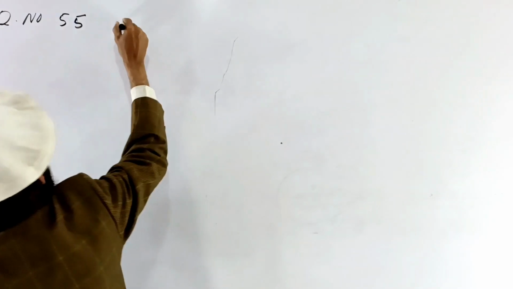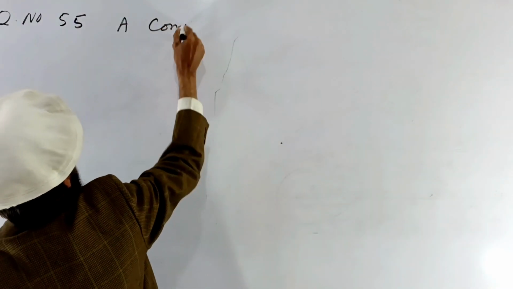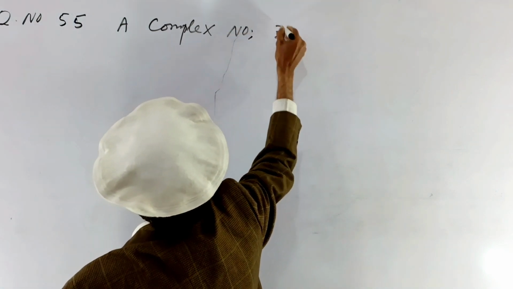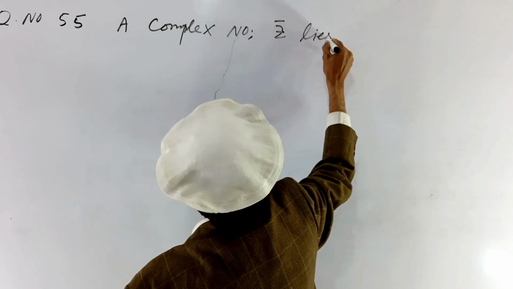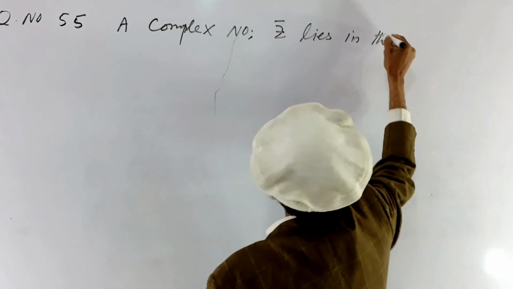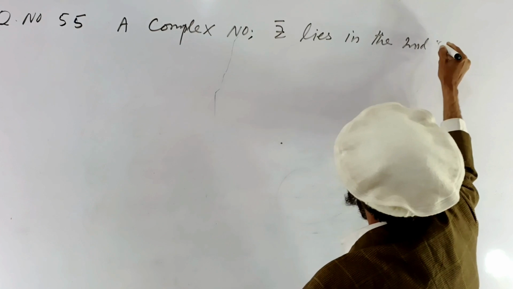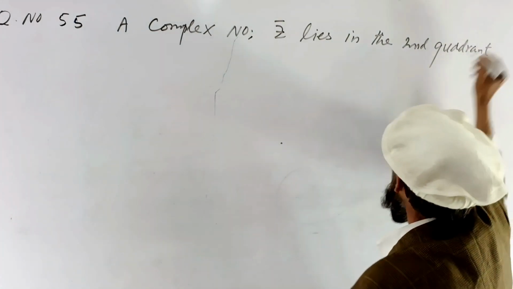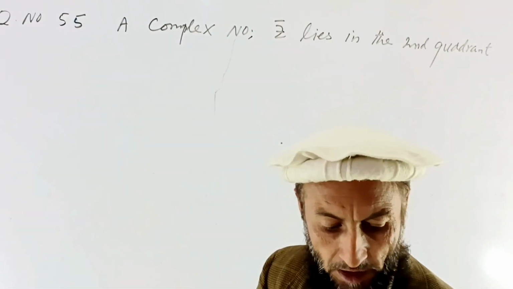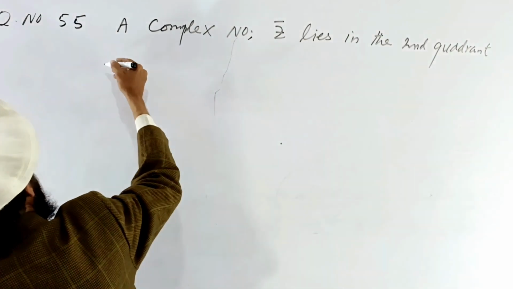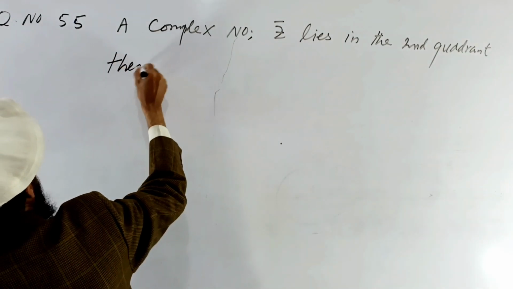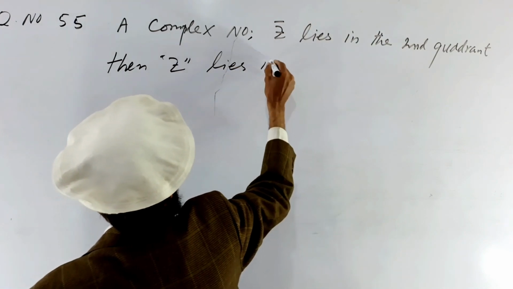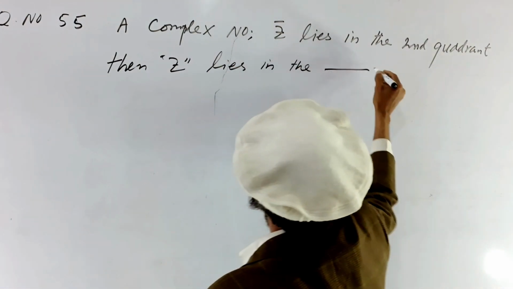If the conjugate z bar of a complex number lies in the second quadrant, then z lies in the dash quadrant.